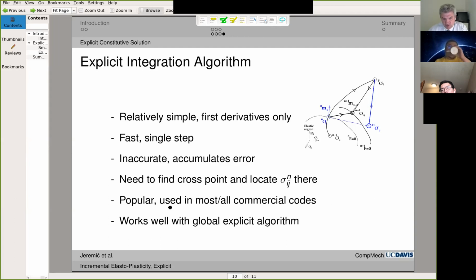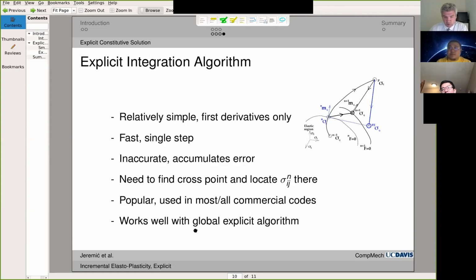Very few codes do use implicit, the one we're going to talk about next, but for very simplified models, for von Mises, because in that case, the actual integration comes up to so-called radial return, so it's a very simple algorithm. Again, this explicit algorithm, the so-called forward Euler algorithm, is very popular because it's very simple, very fast. It does introduce error, but people like it nevertheless.